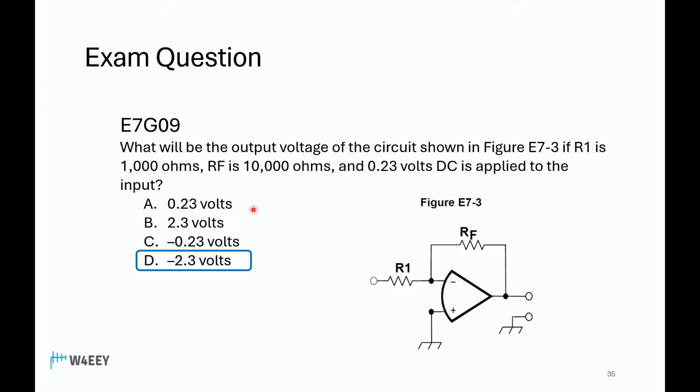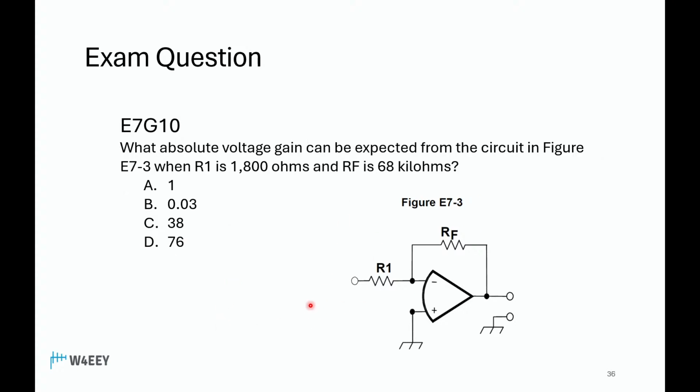Now, notice that they give us all kinds of ways to get this wrong. They get positive and negative and so forth. So you have to slow down when you hit this one. Here's another voltage gain problem. And you can calculate this and tell me what it is.